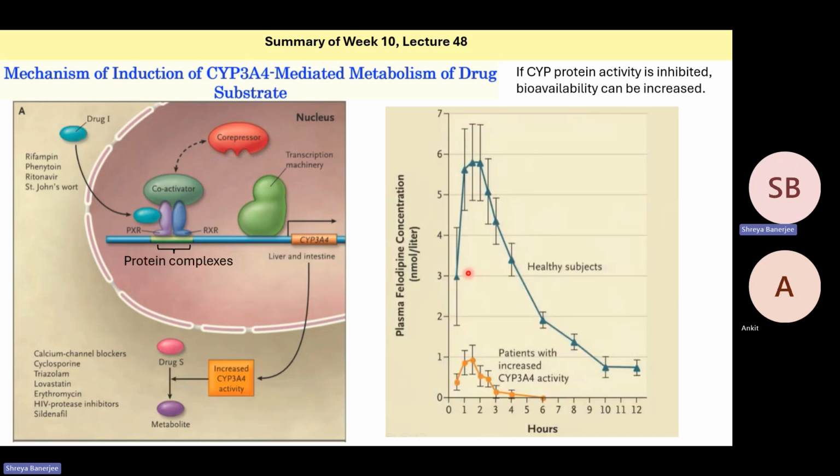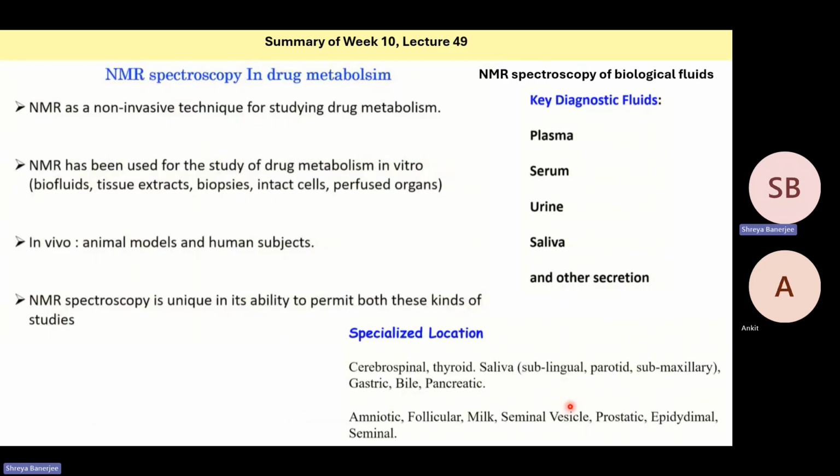Then we can design certain ligands and go through the SAR by NMR process in order to find ligands which will bind to this protein and inhibit its activity. And if the activity of the protein is inhibited, then the drug bioavailability will continue to be high, even in patients with the disease. So NMR spectroscopy is very important in the drug metabolism pathway.